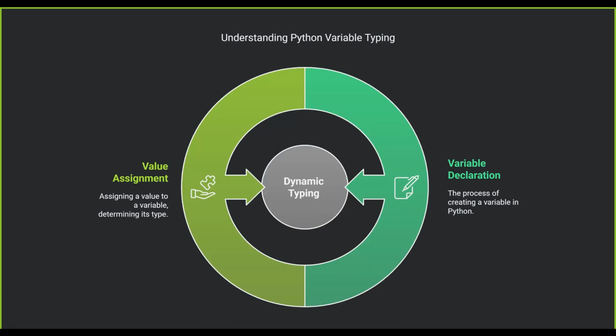Another thing is understanding Python variable typing. We have value assignment: assigning a value to a variable determines the type. As I told you, while assigning the value, according to this value it will become the type of the variable, right? That's why Python is dynamically typed. This is dynamic typing in nature. Variable declaration is the process of creating a variable in Python. When we declare a variable, at that time it will create the variable with the value here, right?